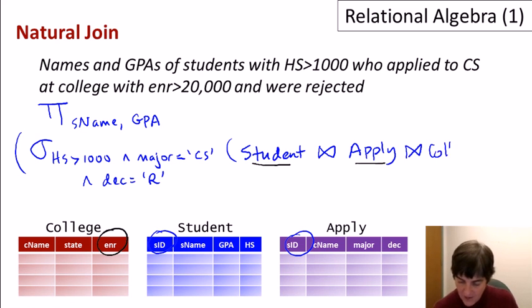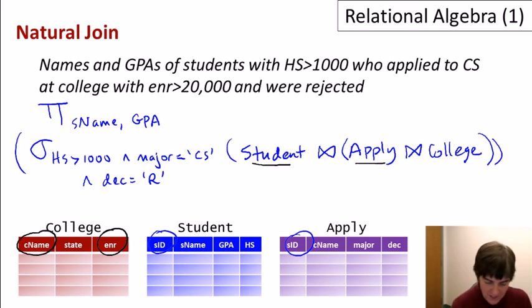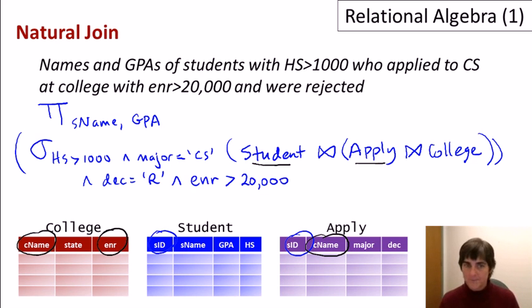Now, technically, the natural join is a binary operator. People often use it without parentheses because it's associative, but if we get pedantic about it, we could add that, and then we're in good shape. Now we've joined all three relations together, and remember, automatically, the natural join enforces equality on the shared attributes. Very specifically, the college name here is going to be set equal to the apply college name as well. Now, once we've done that, we've got all the information we need. We just need to add one more filtering condition, which is that the college enrollment is greater than 20,000. And with that, we've solved our query.